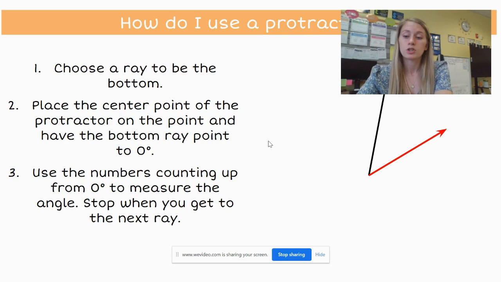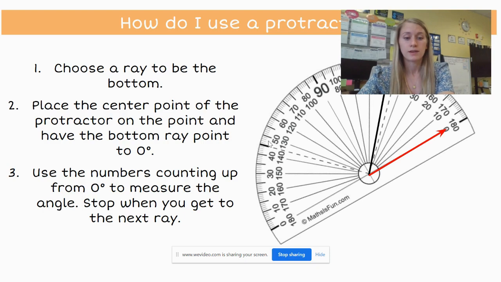So our angle here, I'm going to choose this red ray to be the bottom to match up with my protractor, like this. I want to make sure that my ray lines up with the point 0 right here, and the vertex of my angle goes right in the center of the protractor. Then I'm going to use the numbers counting up from 0 to measure the angle, and I'm going to stop when I get to the next ray. So follow this red ray over to the number 0, and now I'm going to count up from 0.